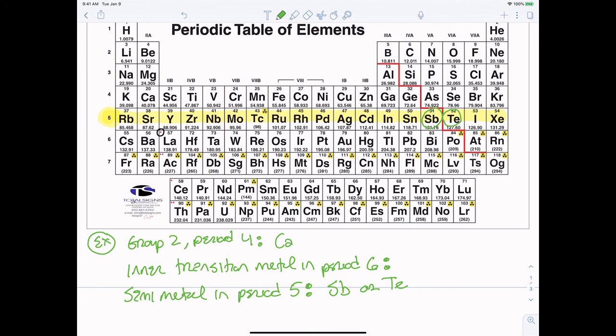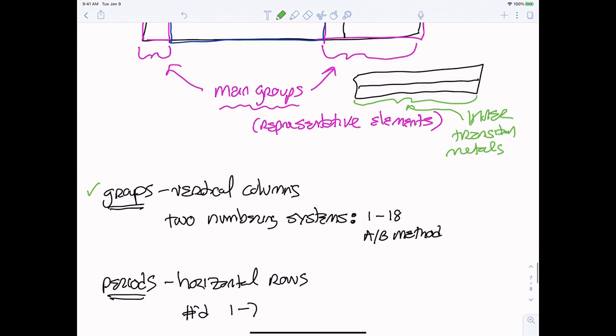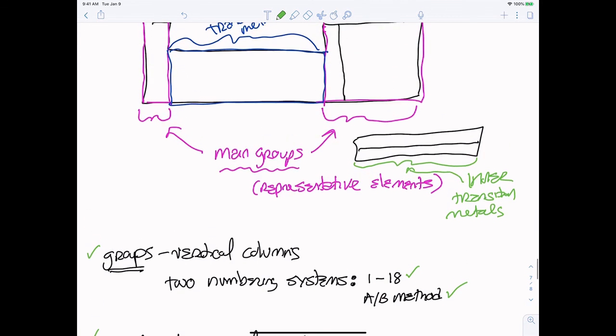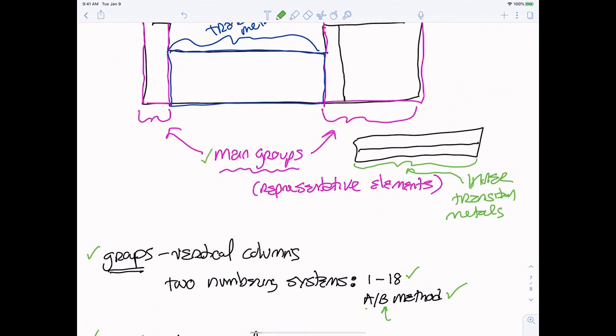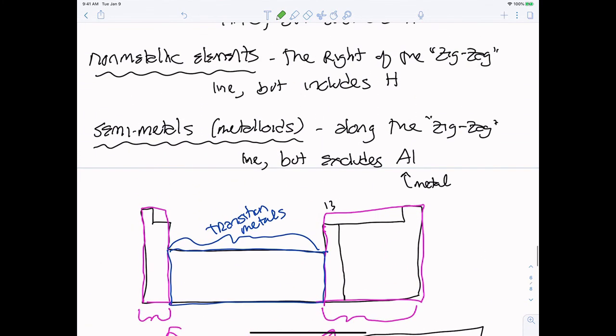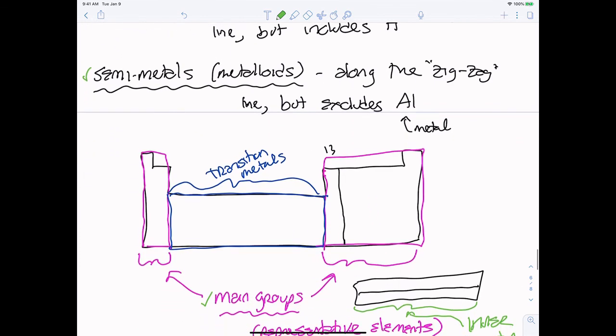So these are typical questions. I could draw a sketch of the periodic table and have you label transition metals, main groups, and so on. So do be familiar with those parts that we talked about. So know what groups are, know what a period is, know both of these numbering systems. You don't need to know the exact ones for Bs, but I do want you to know where the B block is. The B block are my transition metals. Know where the inner transition metals are. Know where the main groups are. And then know where our metals, non-metals, and semi-metals are. And be able to give me examples of all of those.